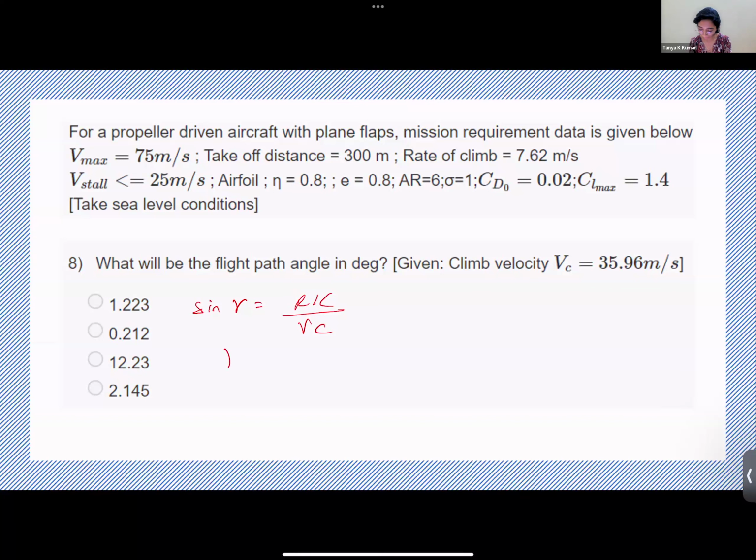Just plug in the values. Gamma is sine inverse of the previous value. So that's just 7.62 by 35.6. Angle is 12.23. Correct. So that's that.